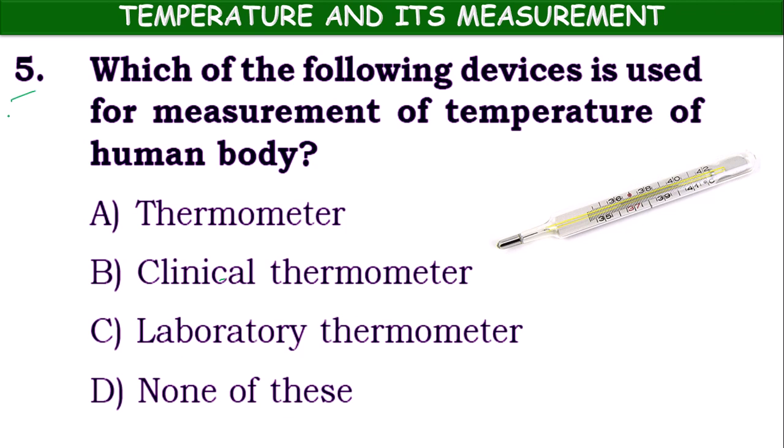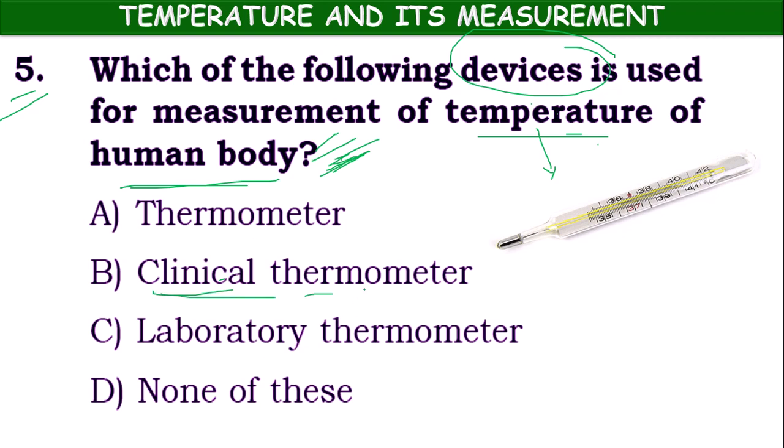Next, question number 5. Which of the following devices is used for measurement of temperature of human body? If human beings get a temperature, or we call it fever, then with what device can our temperature be measured? And the correct answer is clinical thermometer.